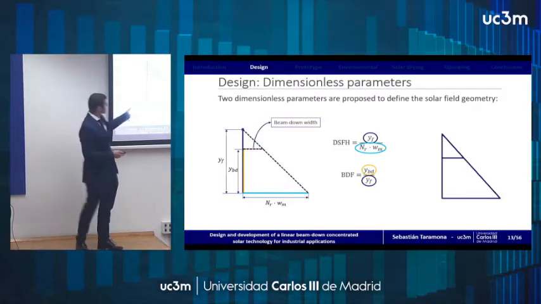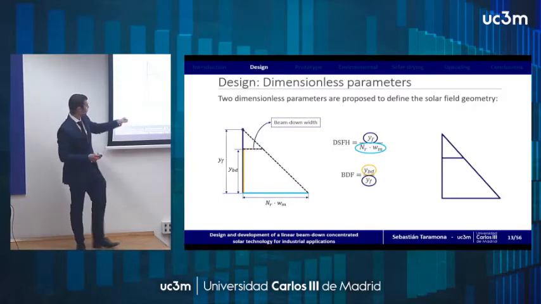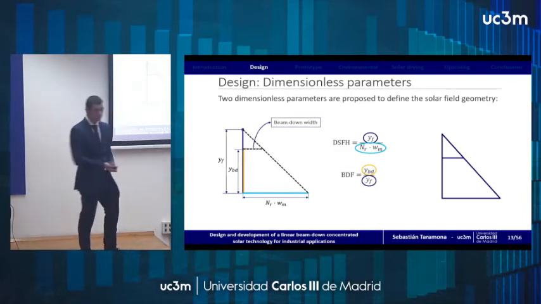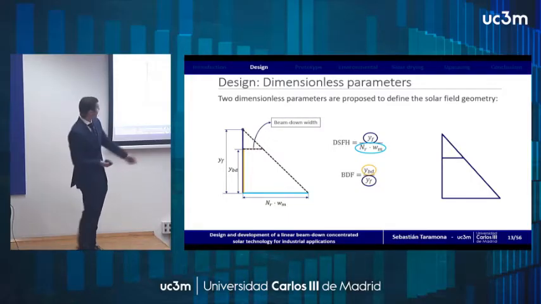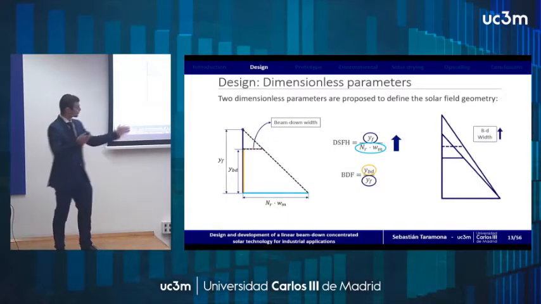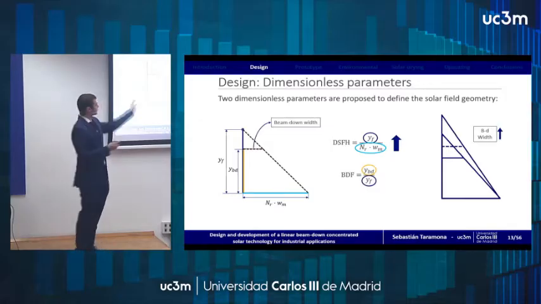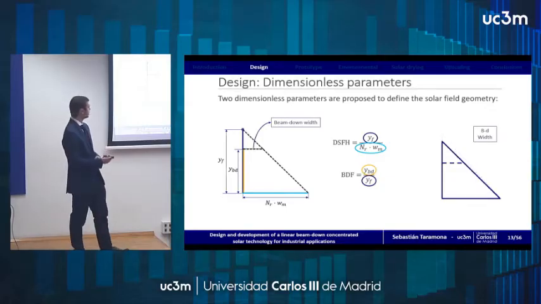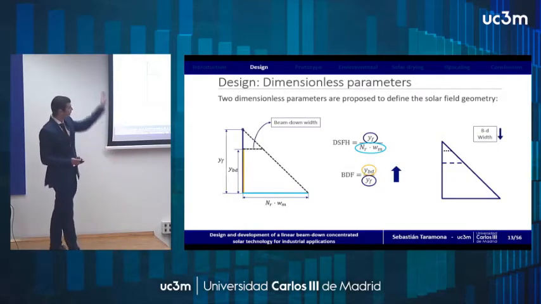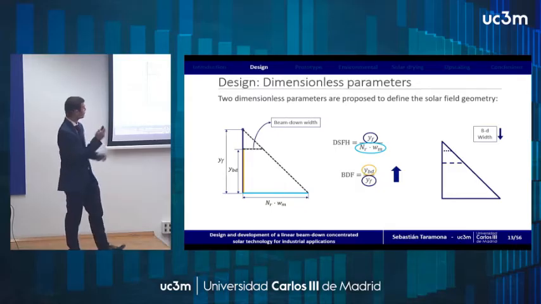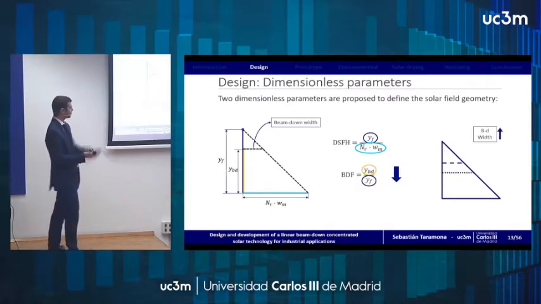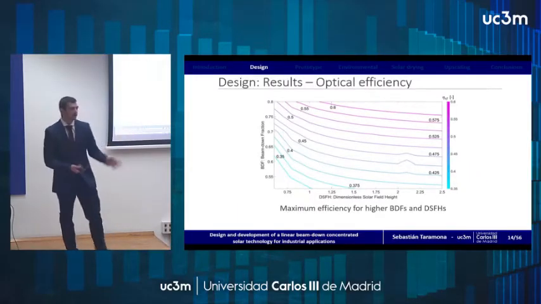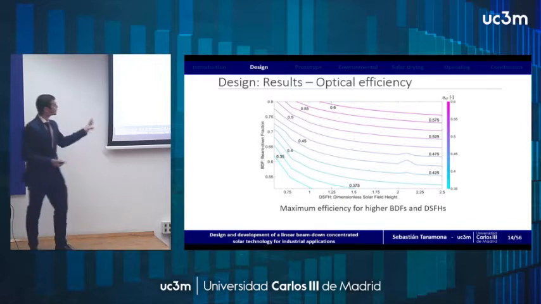And we can also represent this in a triangle. And this triangle also gives us an idea of the beam down width, which is one of the most important factors that we have to consider for analyzing the results. For example, if we were to increase this parameter, the solar field would be higher, which means the beam down width would be higher, and the other way around. And for the beam down fraction, a higher fraction means a lower width, and the same thing on the other end. Lower fraction means wider beam down. So after we have defined these two parameters, we can proceed to analyze the results.